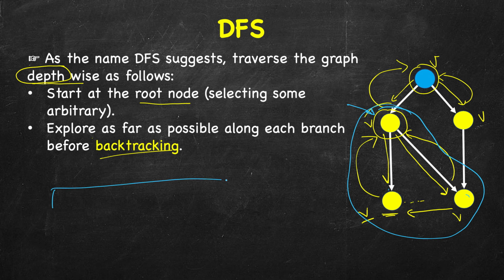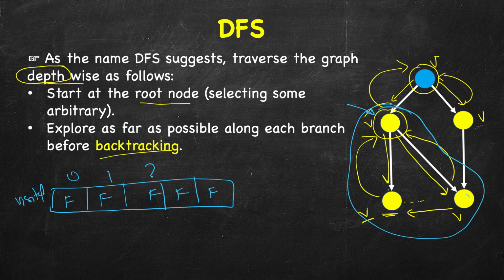So you keep track of one visited array whose length will be again equal to the number of nodes, same as the breadth first search case. So everything is false. Let's say we started from here and let's label them 0, 1, 2, 3, 4. Let's say you start from 1. So 1 is true. Then you visit 3 and 4 from 1. So these are true. You cannot reach any other node from this.